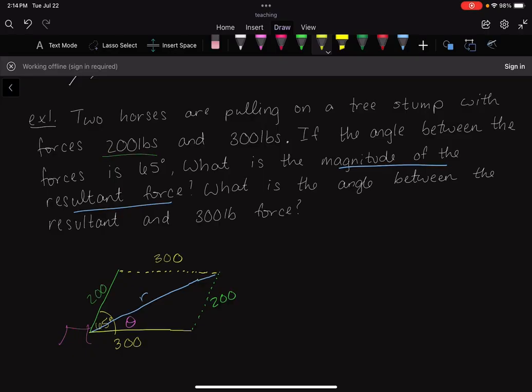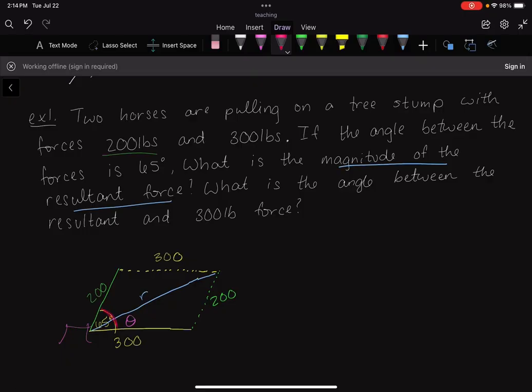And then I brought something else up earlier. I said that the angles that are next to each other are supplementary. So that means that, I'm going to pick another color, this angle and this angle should add up to 180 degrees. So I can get this angle over here that I'm missing. So 180 minus 65 gives me 115.